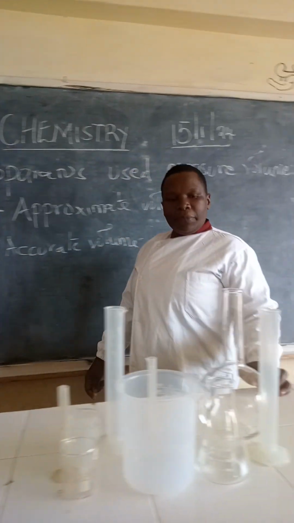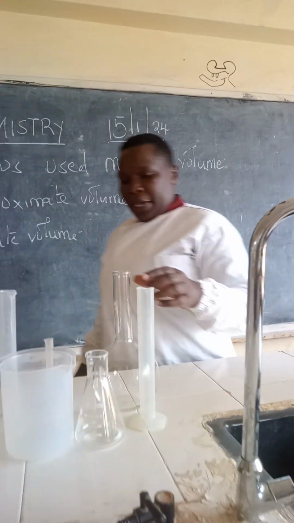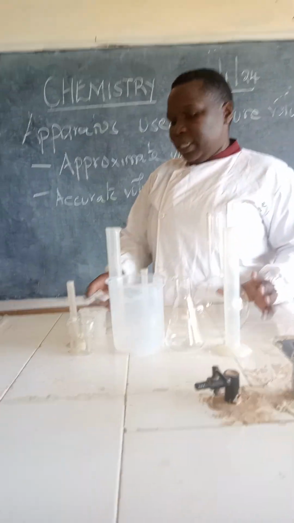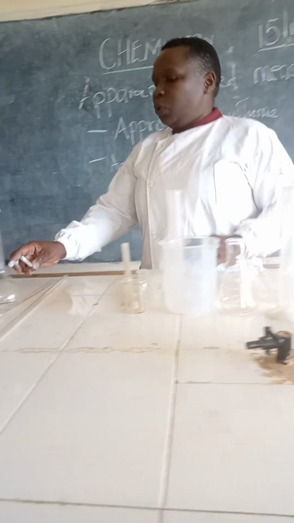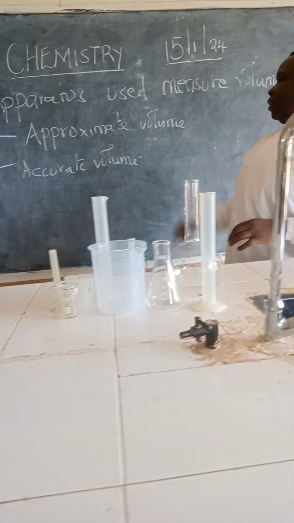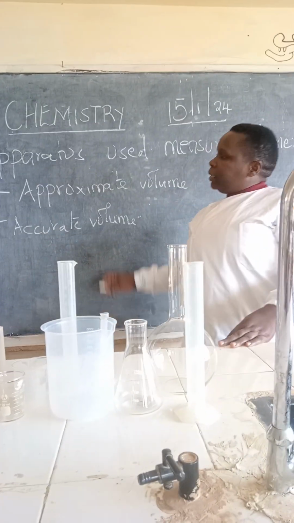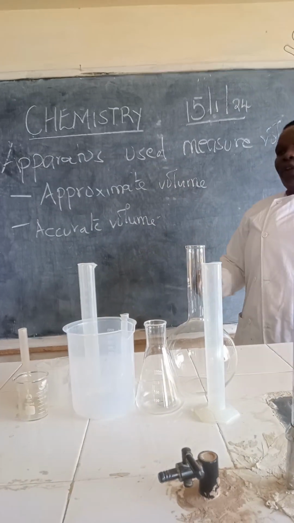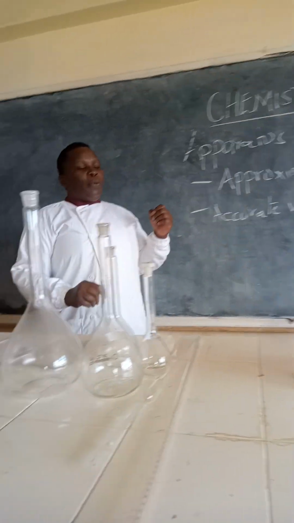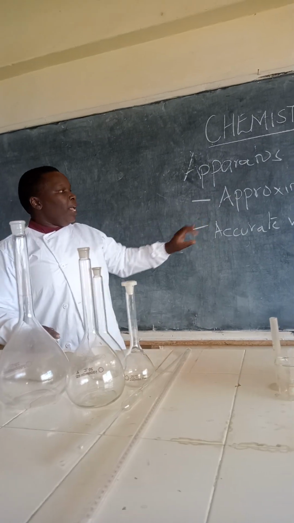As you can see, we have the apparatus put here. Before we continue, I want all of us to look at this apparatus. Then we shall be able to know which ones are used to measure approximate volume and which ones are used to measure accurate volume. When we are measuring volume, the apparatus you choose will depend on whether you want the volume to be approximate or accurate.